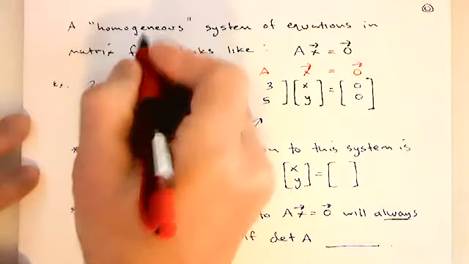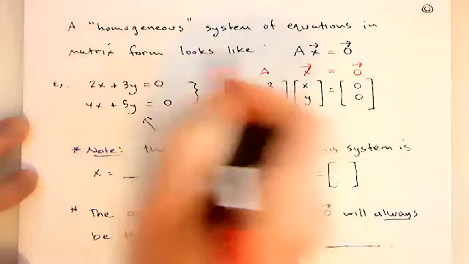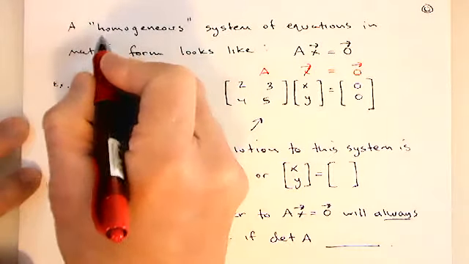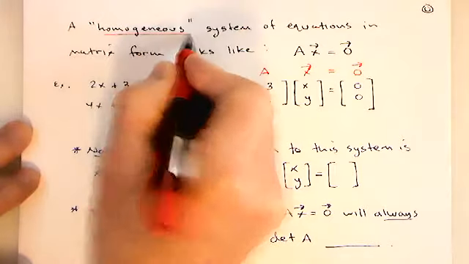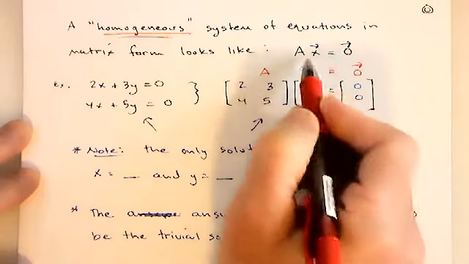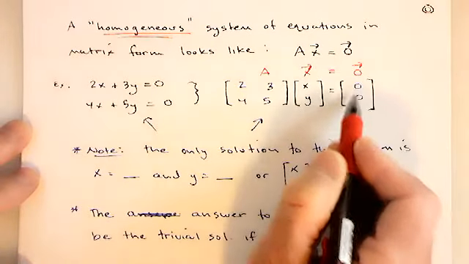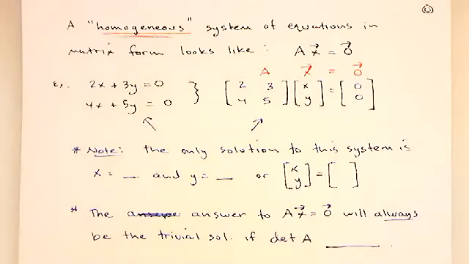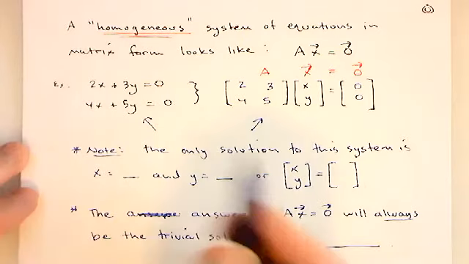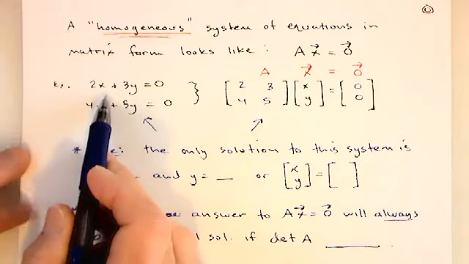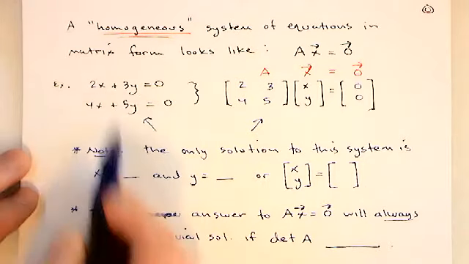And in the world of equation solving, we would call this a homogeneous system of equations. A homogeneous system of equations is one where everything's equal to zero rather than non-zero numbers, which is what we were mostly focused on last time. Now, if you think about it, the only solution to this equation, you could do the math.